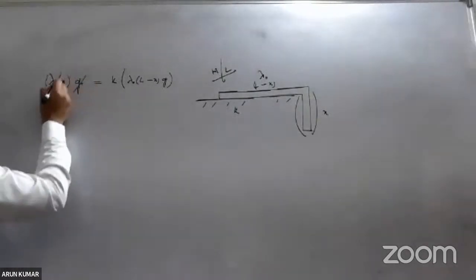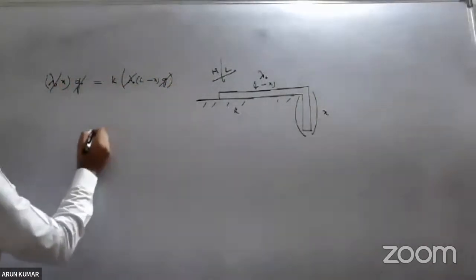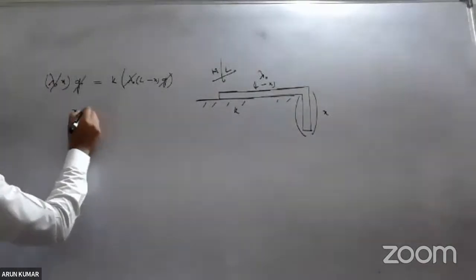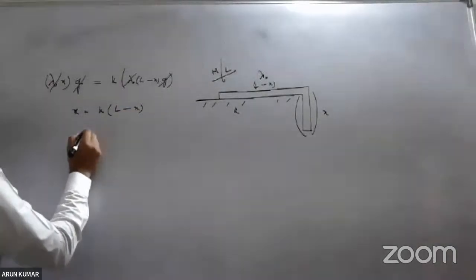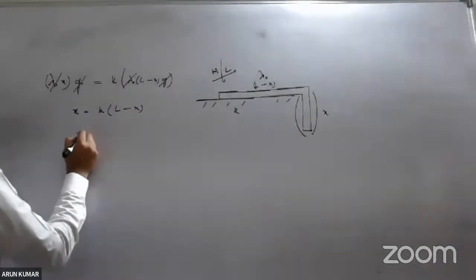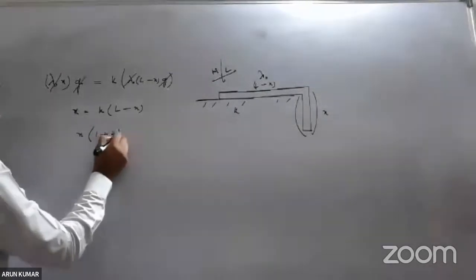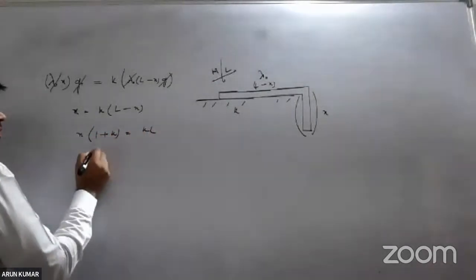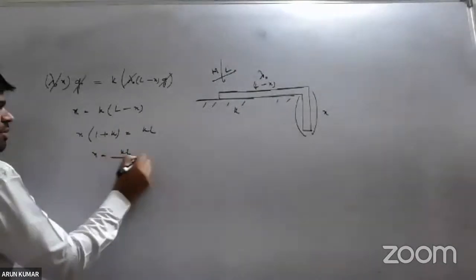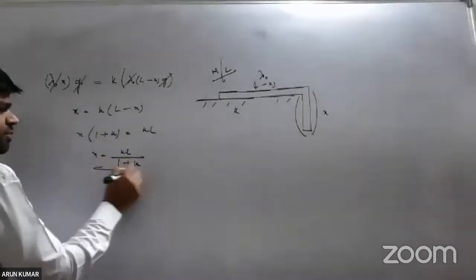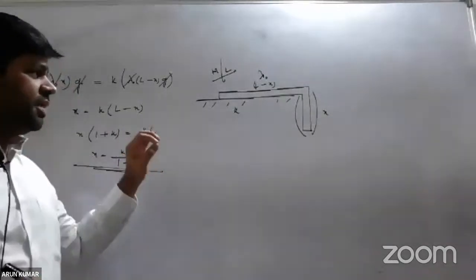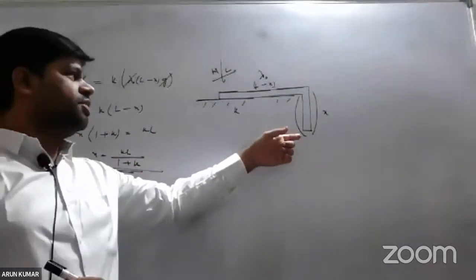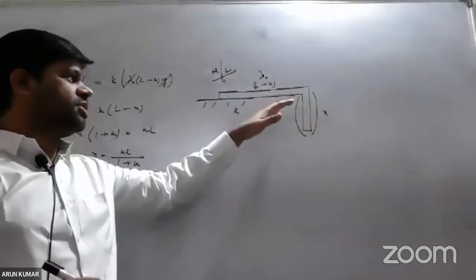So g gets cancelled out, lambda naught gets cancelled out. So I'll have x is equal to mu times L minus x. So I'll have x into 1 plus mu is equal to mu L. So x is equal to mu L by 1 plus mu. So I got the length which should be hanging such that it's on the verge of slipping. Any length more than this length, mu L by 1 plus mu, it will slip. Any length less than this, it will not slip.